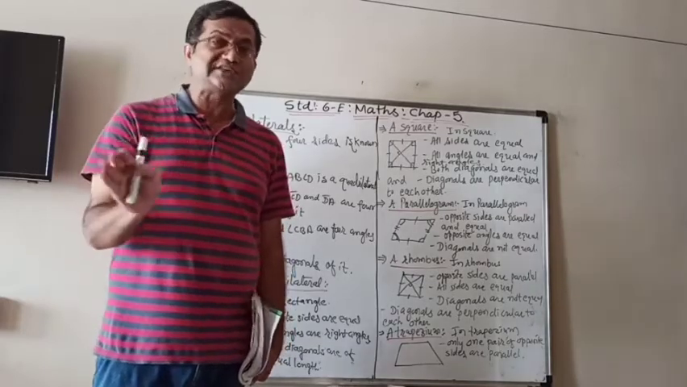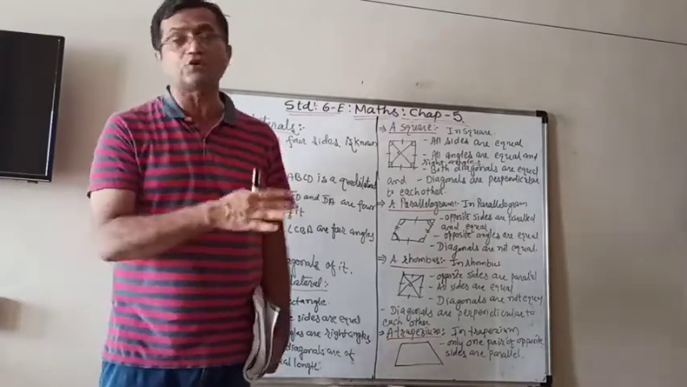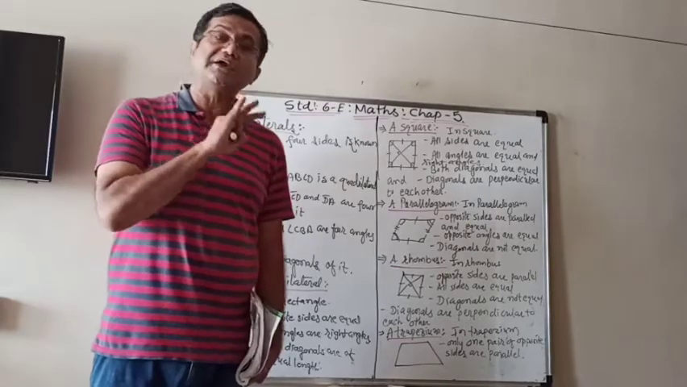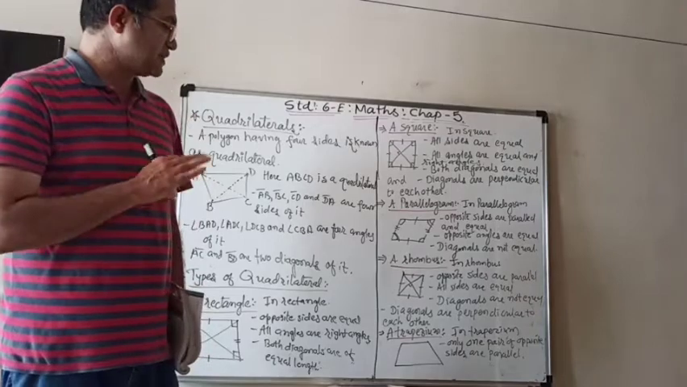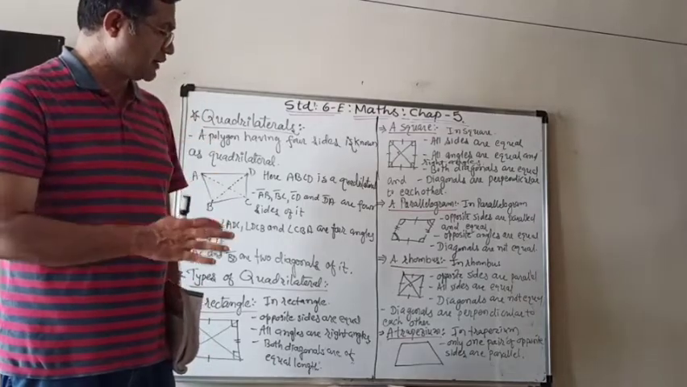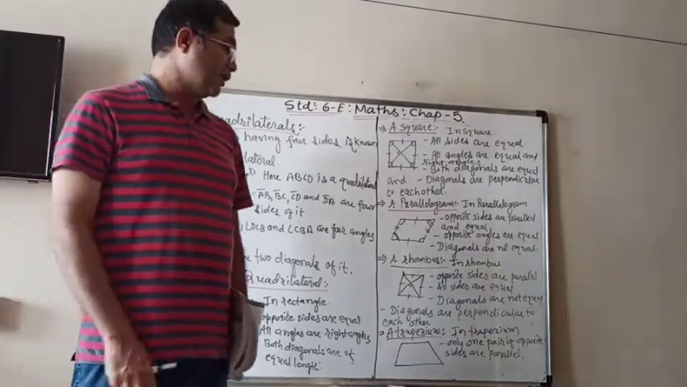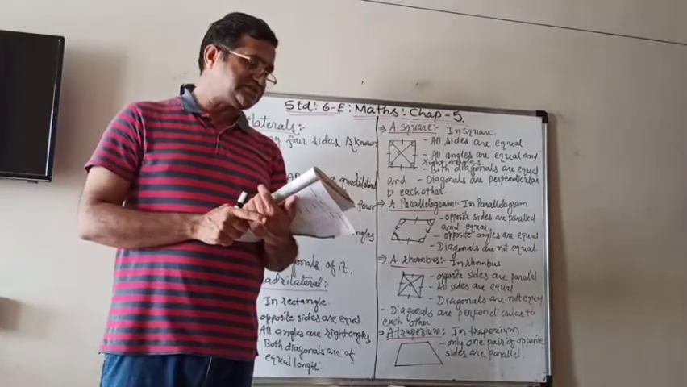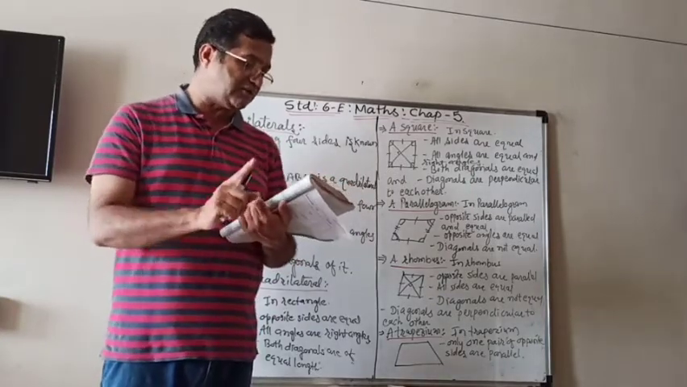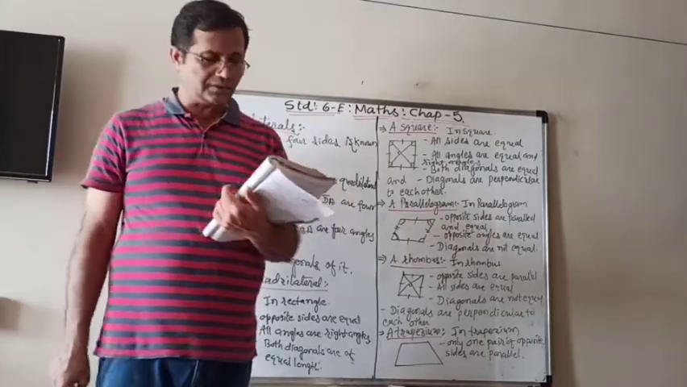And you cannot say anything about whether the opposite sides are equal or not, because they can sometimes be equal or cannot be equal also. So we cannot say anything about the angles, but you have to remember that only one pair of opposite sides is parallel and the other is not parallel.